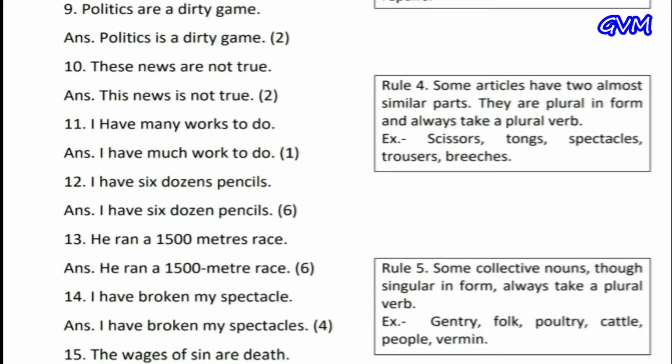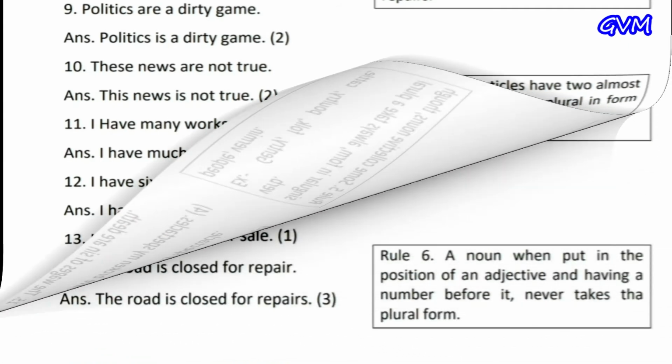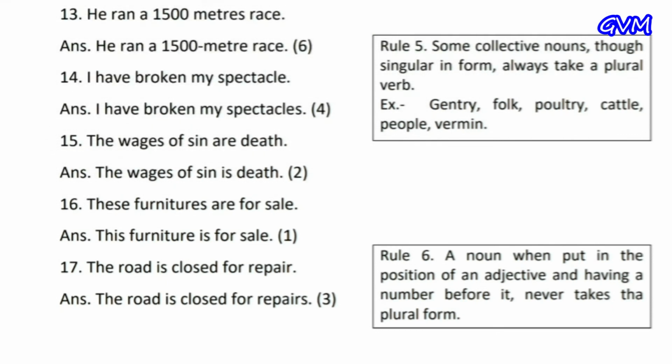Next, "I have broken my spectacle," and the correct answer is "I have broken my spectacles." We use rule number 4. In rule number 4, articles have two almost similar parts, so we use a plural verb. 15. "The wages of sin are that," and the correct answer is "The wages of sin is that." We use rule number 2.